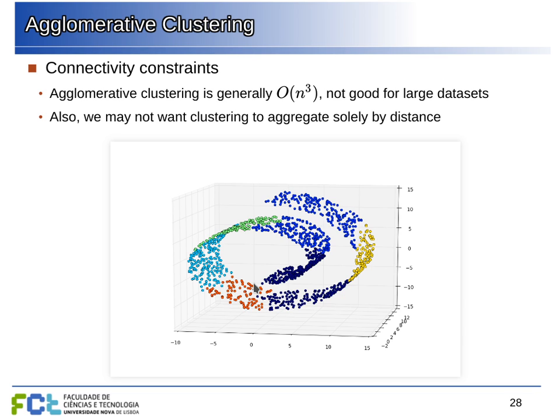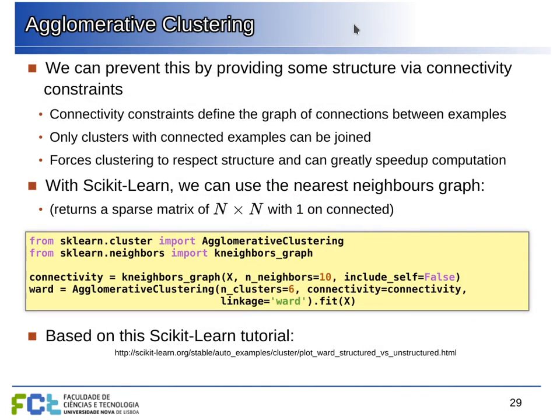Agglomerative clustering is generally not good for large data sets because of the complexity being on the order of the cube of the number of examples. But we can improve that if we add some connectivity constraints. Connectivity constraints can also be useful if we do not want clustering to aggregate solely by distance. So if we do not want these points to be in the same cluster as these points here, just because they are close together, and we want clustering to follow this pattern here on this spiral, we can do that with connectivity constraints. And this is how it works, and it's easy to do in scikit-learn.